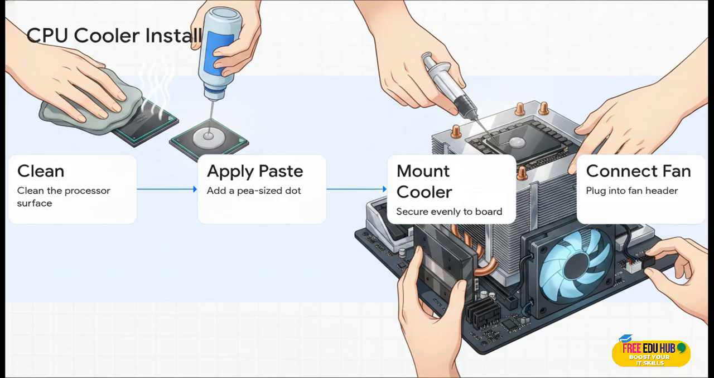So here's the foolproof sequence for installing a cooling solution. Step 1, clean the surface of the CPU and cooler if you're reusing parts. Step 2, apply a small pea-sized dot of thermal paste, just a dot. Too much squishes out and makes a mess, too little leaves air gaps. Step 3, mount the heatsink evenly to ensure perfectly flat contact. And step 4, connect the fan.